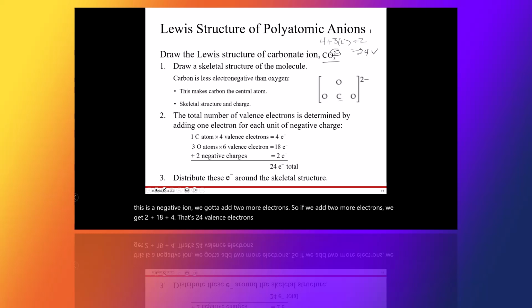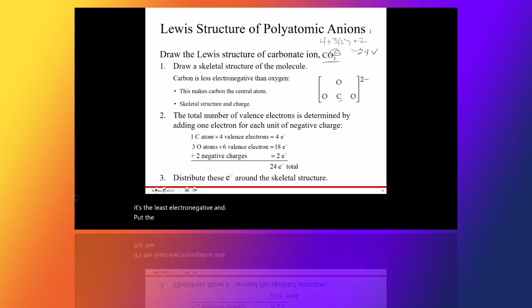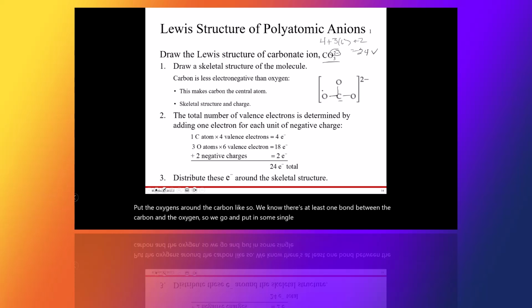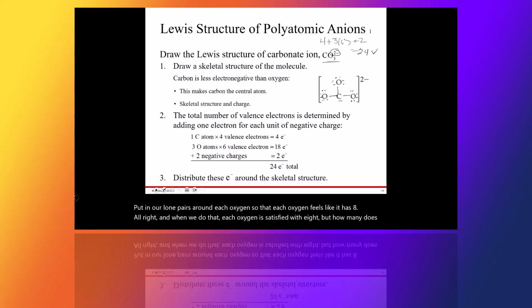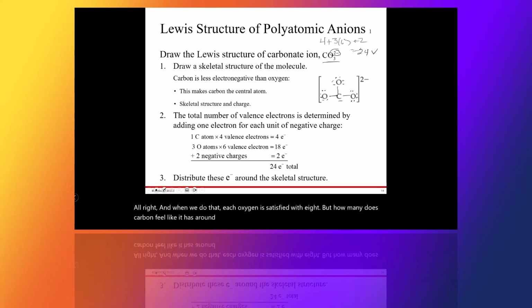We know carbon goes in the center because it's the least electronegative, and we put the oxygens around the carbon like so. We know there's at least 1 bond between the carbon and the oxygen, so we put in some single bonds, and then we put in our lone pairs around each oxygen so that each oxygen feels like it has 8. All right, and when we do that, each oxygen is satisfied with 8, but how many does carbon feel like it has around it? Well, it's 6.